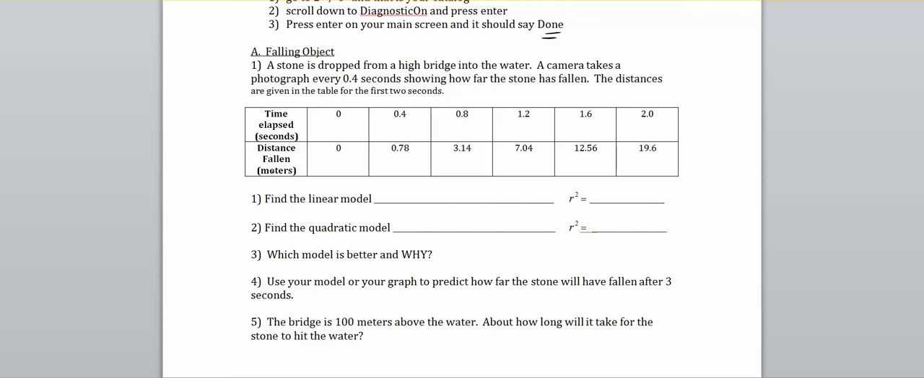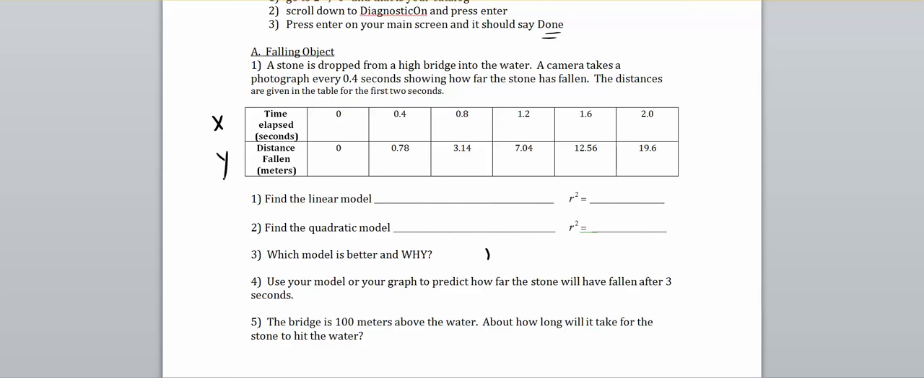So my independent variable is going to be the one that doesn't change, and my dependent one is going to be the one that does change. Your distance fallen is going to depend on the time elapsed. So I'm going to make x my independent variable and y my dependent variable.